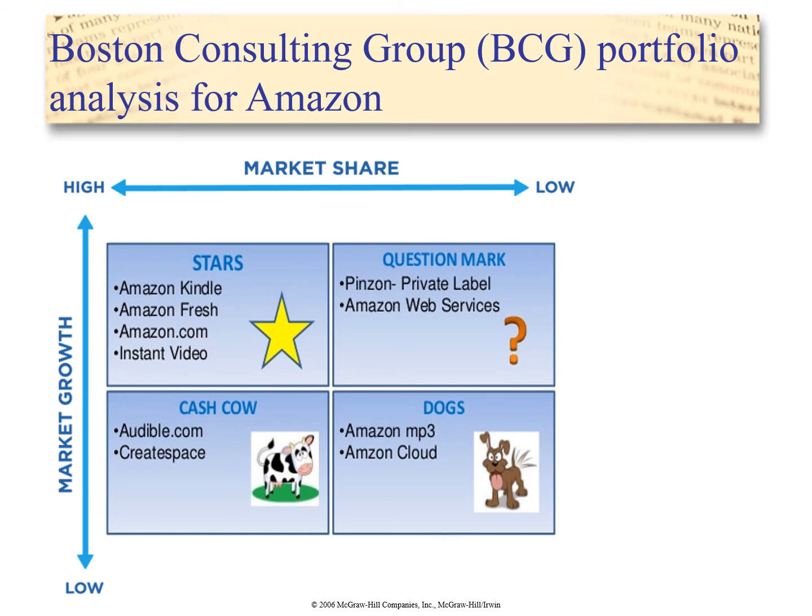So these are Amazon's SBUs put in the BCG matrix, or BCG portfolio analysis, which gives you an idea of how Amazon is doing with each of its strategic business units.